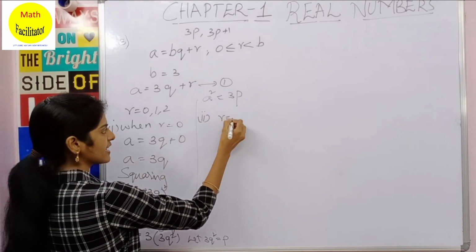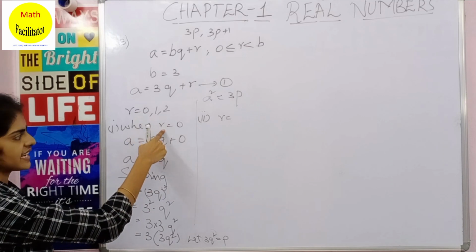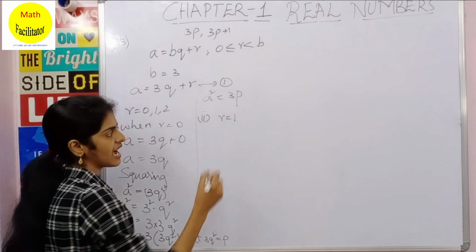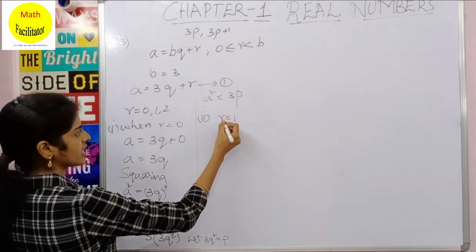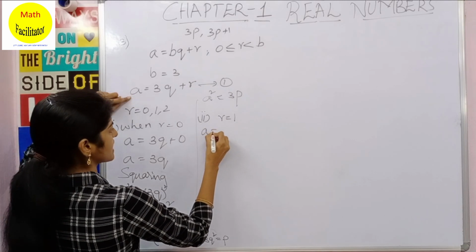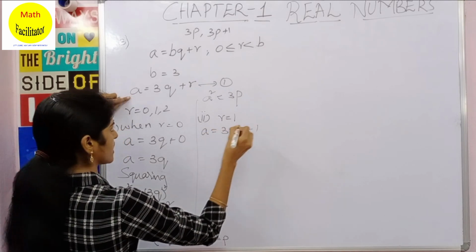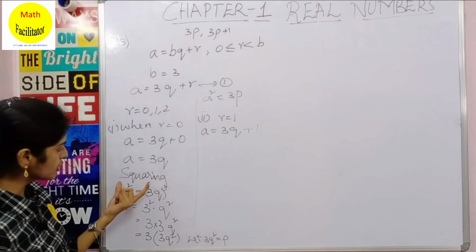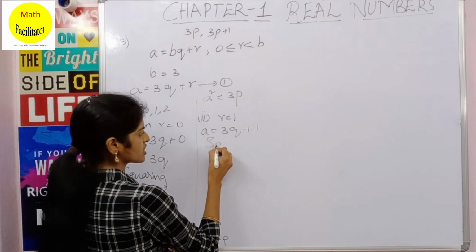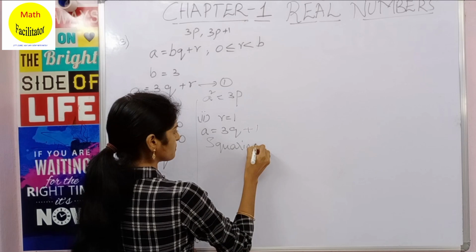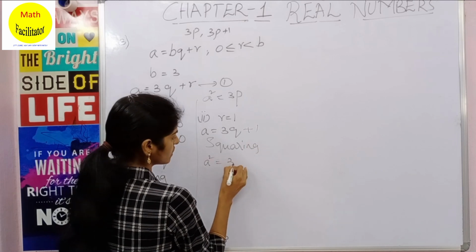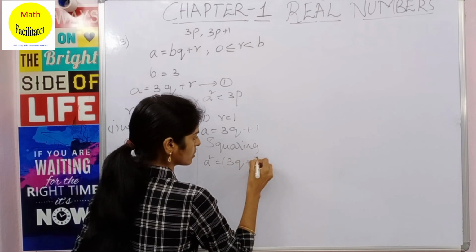You have to take r equal to 1. You have taken r equal to 0, now let us take r equal to 1. So when you take r equal to 1, this equation becomes a is equal to 3q plus 1. Clear? Now what do you do? You square. So squaring gives you a square is equal to 3q plus 1 whole square.